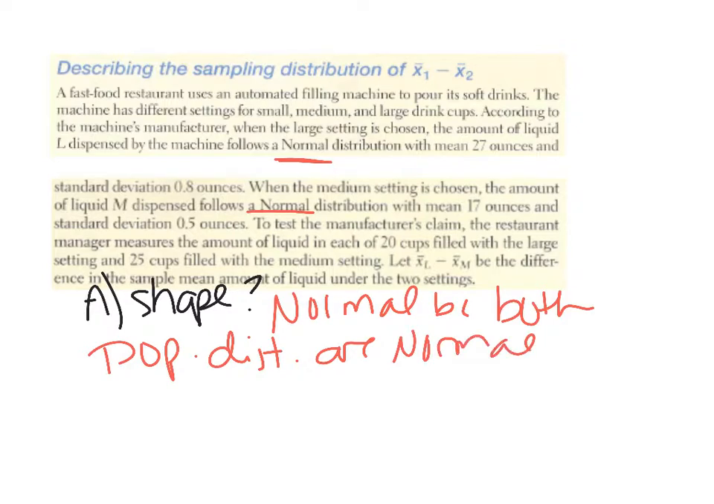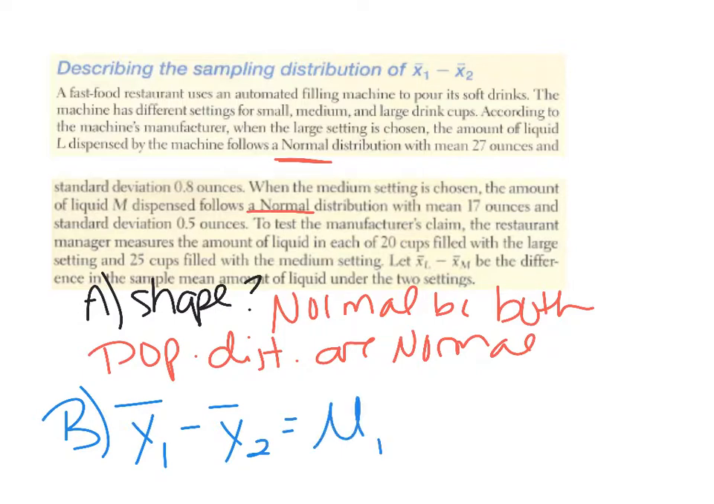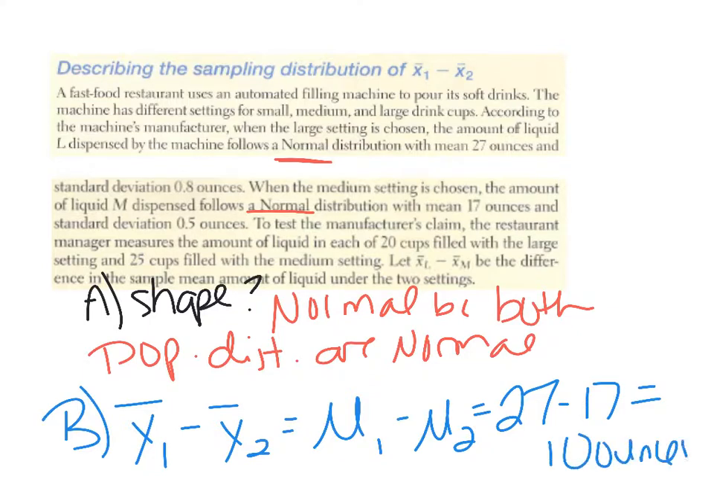Okay, part B of this question asks to find the mean. So we're asked to find the mean here, and the mean difference is going to be equal to these. We have 27 as our mean for the large cups, 17 for the small. So our mean difference between the two is 10 ounces. So that's our mean difference.